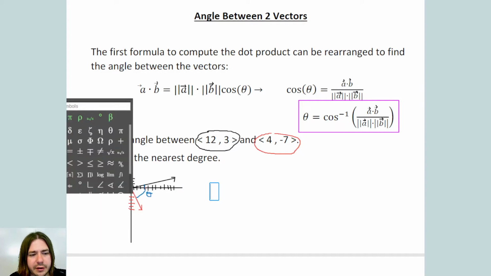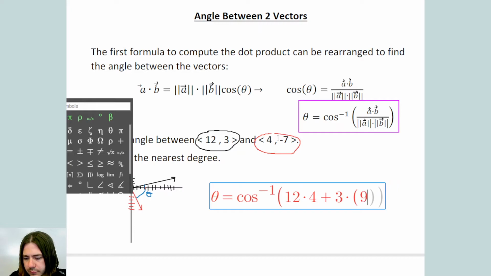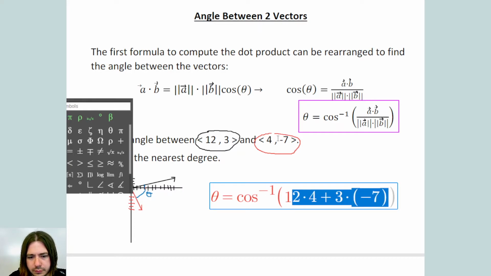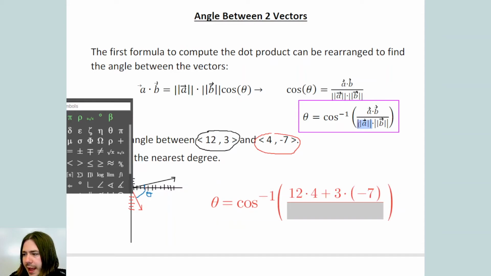So theta here is going to equal the inverse cosine of the dot product of these. So the dot product of these two vectors would be 12 times 4 plus 3 times negative 7. And then we need to find the magnitude separately.